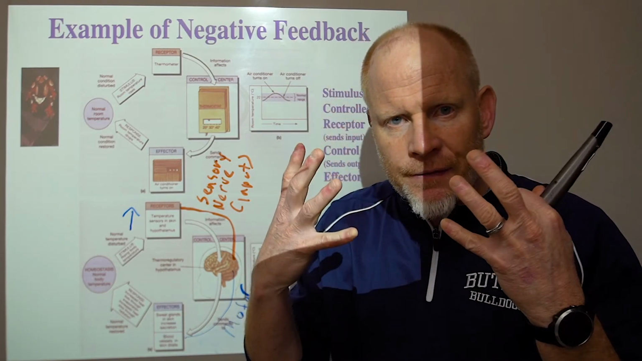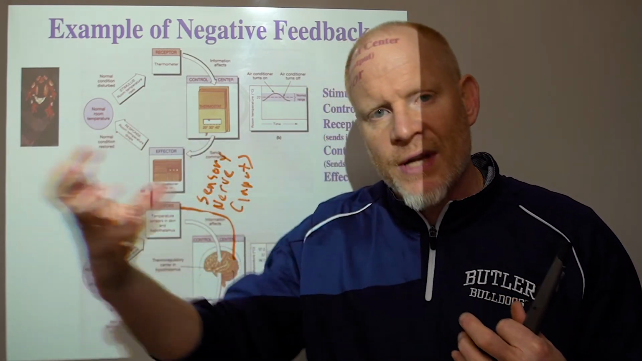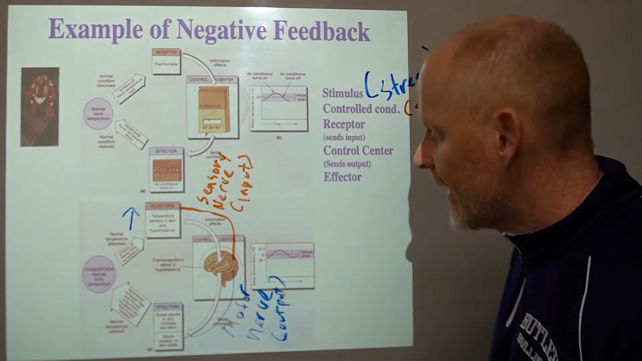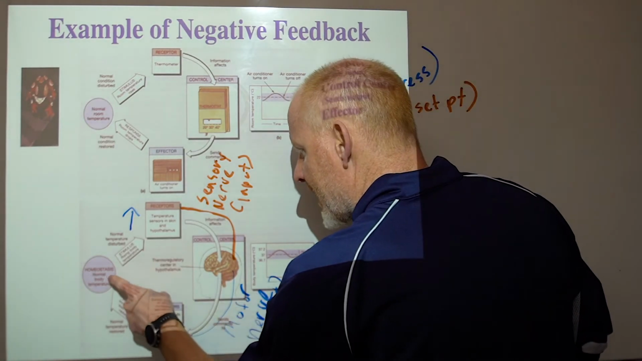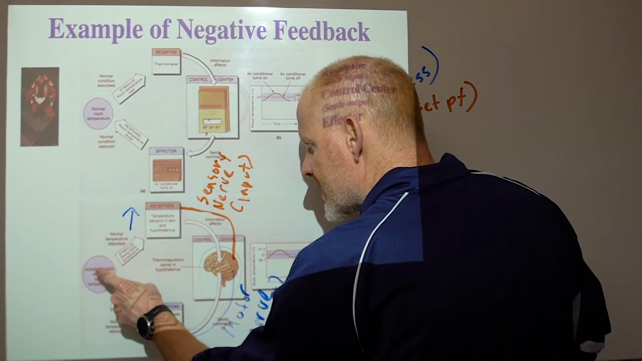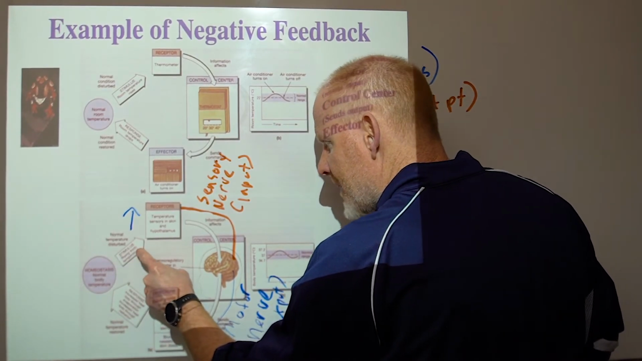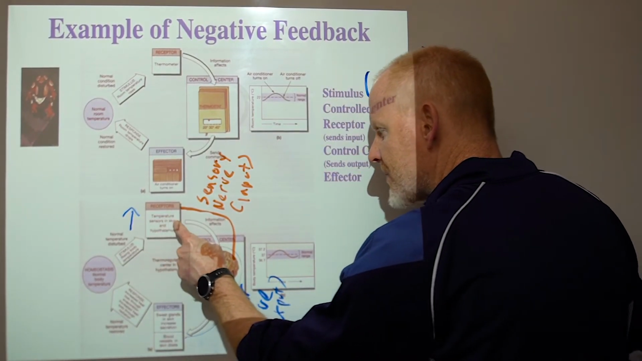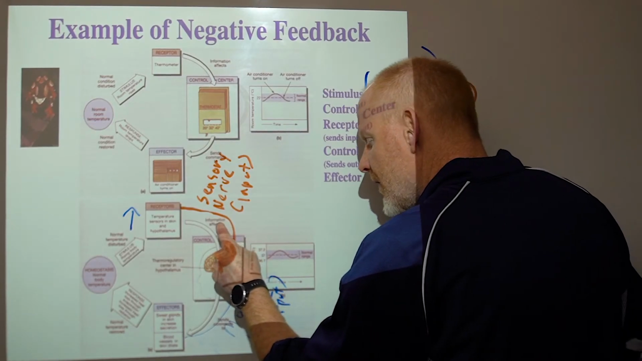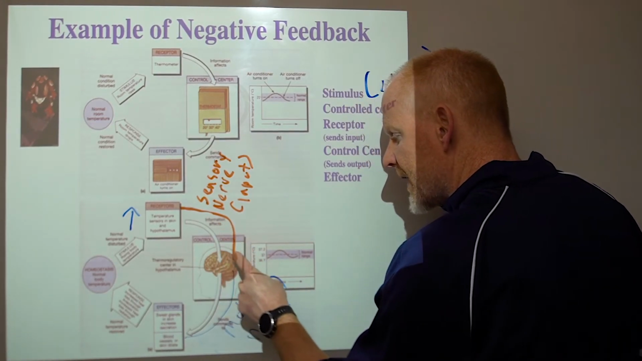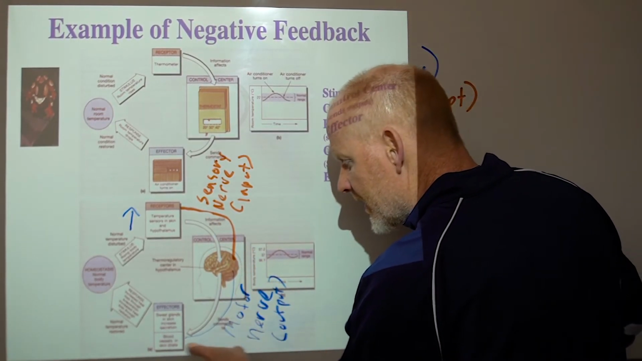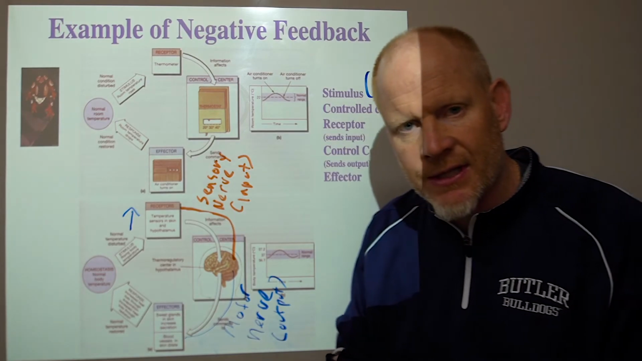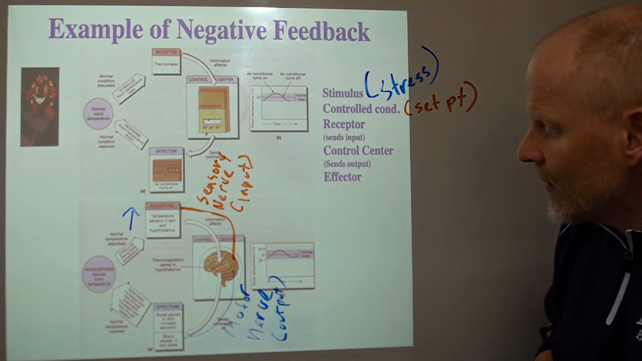So you flush in the face and you start sweating, which will pull heat away from your core. And that will eventually bring your body temperature back to normal. Once your body temperature hits normal, the stimulus stops stimulating, the receptor shuts off, no more nerve action potentials going into the brain, no more output leaving the brain, and the system shuts down. That's negative feedback. That's how it works.